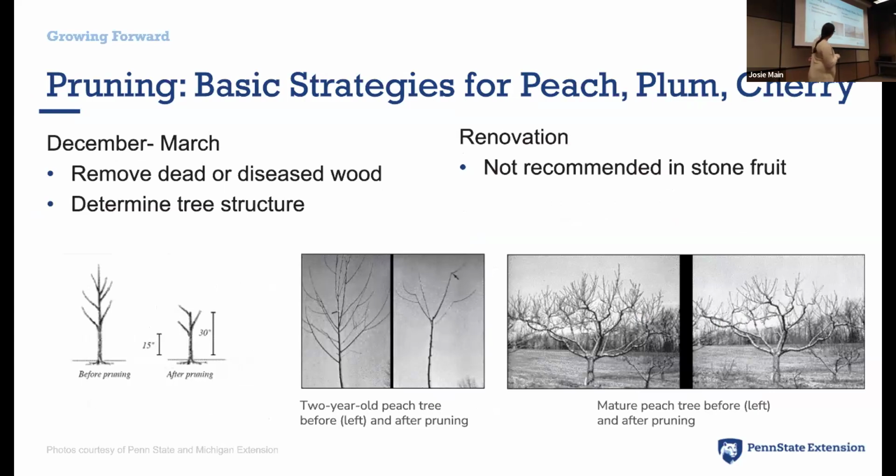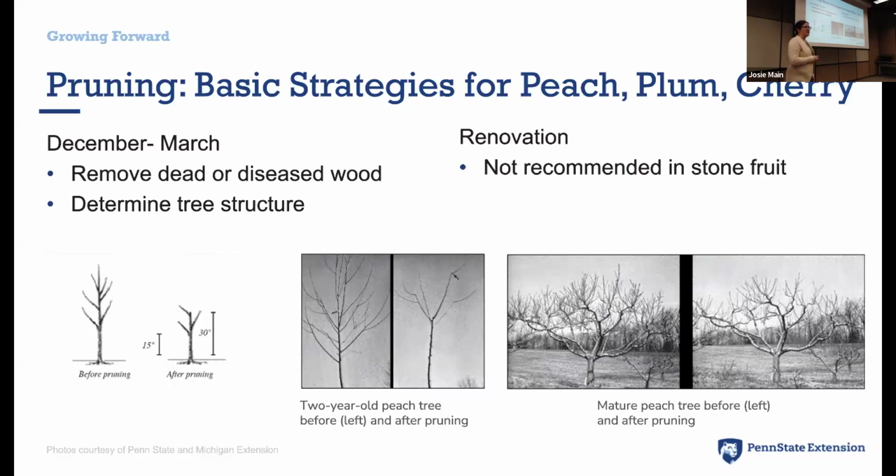I'm not sure how well you can see back there, but this is a standard pruning. This is what the tree looked like before on a 2-year-old peach tree. This is after your normal pruning. Usually you don't want to remove more than 1/3 of the branches.